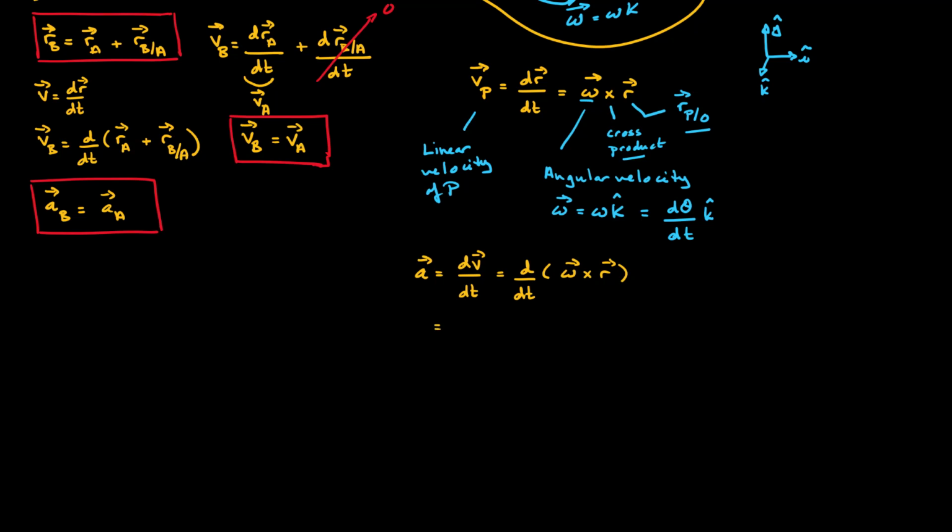So we'll apply our product rule here. So we have d omega by dt crossed with r plus omega crossed with dr by dt. Okay, so at this point we can simplify a few things. Let's first note this term over here. This is the time rate of change of the position vector. The time rate of change of the position vector is just the velocity vector v.